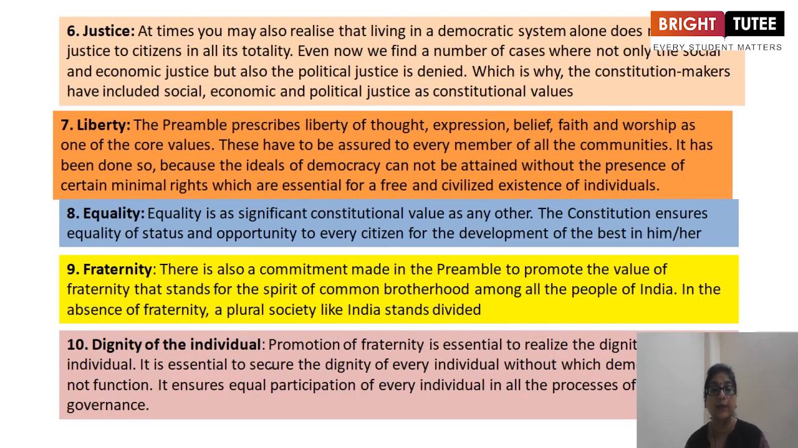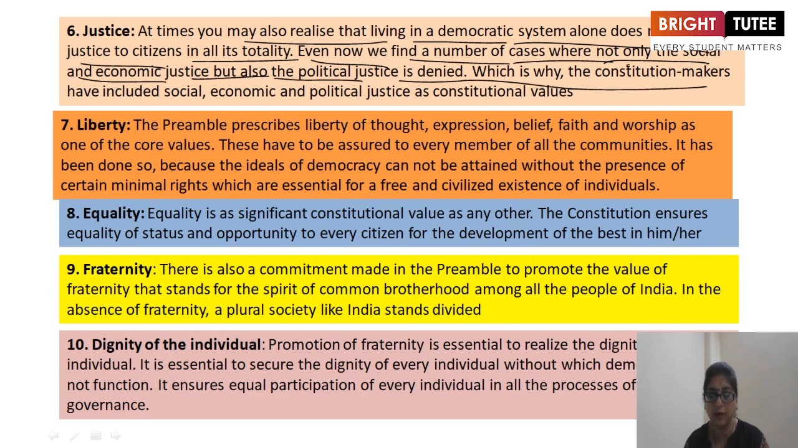Now, justice. At times, you may realize that living in a democratic system alone does not ensure justice to citizens in all its totality. Even now, we find a number of cases where not only social and economic justice but also political justice is denied, which is why the constitution makers have included social, economic and political justice as constitutional values. Next is liberty.